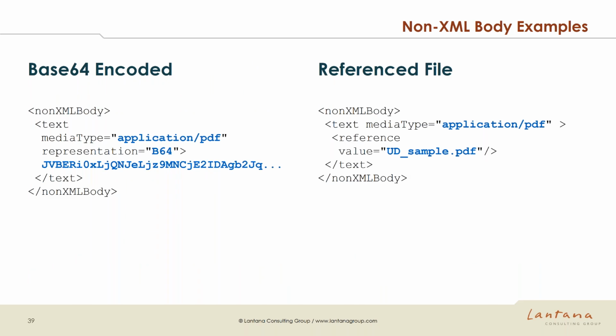So here's examples of the two different non-XML body representations. On the left, we have the base64 encoded version. And for this, we note that we've got a non-XML body element followed by a text element that has a media type or MIME type associated with it of PDF. Next, on the next line, the representation is B64, and that stands for base64 encoding. And then finally, inside that text element, there's the actual base64 encoded PDF document.